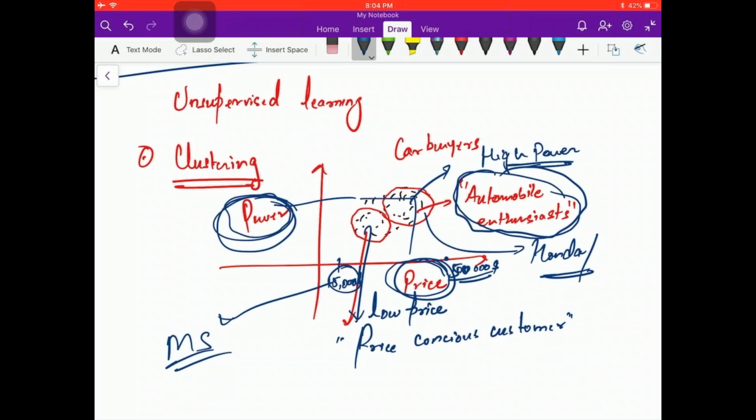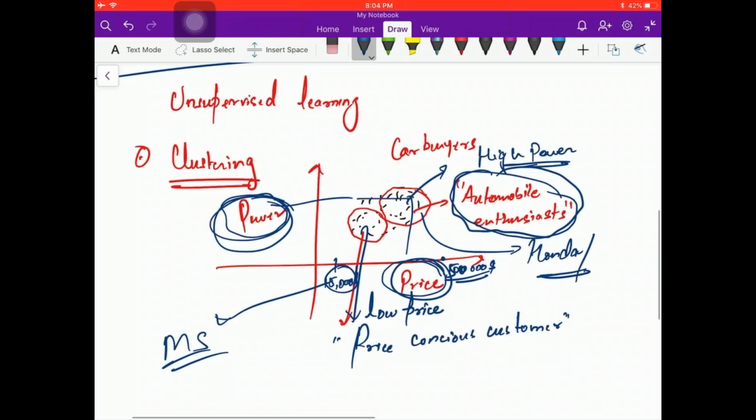Now there can be multiple dimensions, right? Right now I've just presented you two dimensions, price and power. It can be price, power, color, mileage, body structure, features, any number of things. With only two dimensions it is very easy for you to say. When the dimensions become 1,000 or 10,000, then it's very difficult for you to understand. That's when clustering comes into the picture.